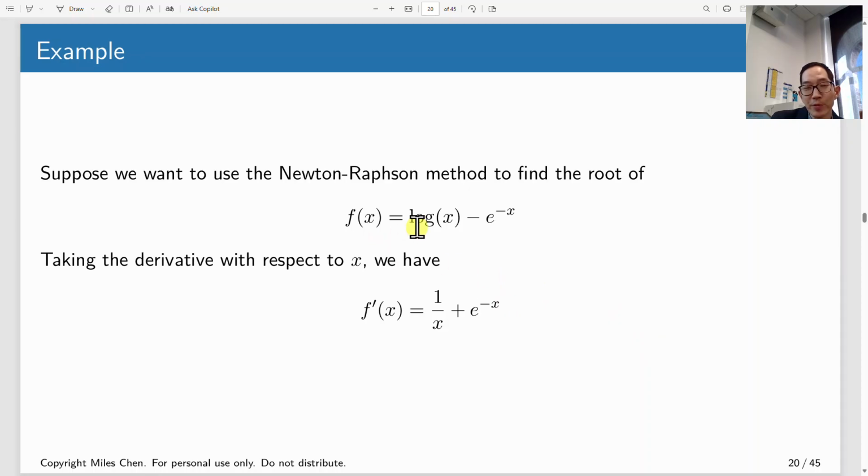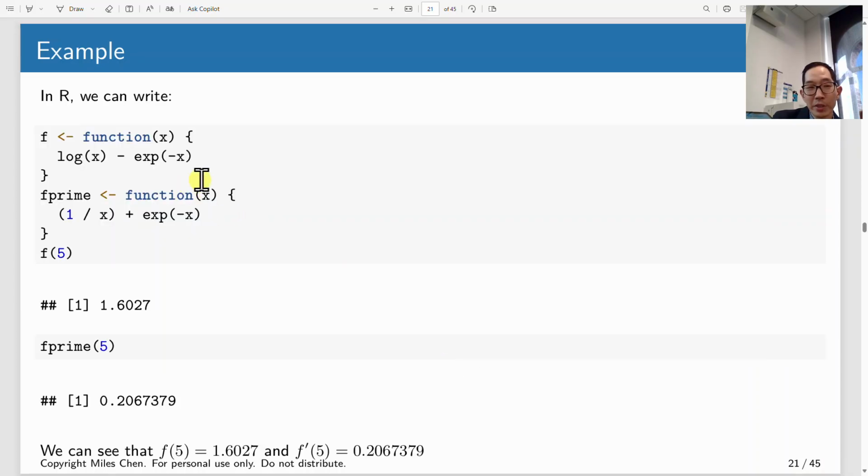And so if you have a simple function like log of x minus e to the negative x, finding the derivative is straightforward enough. Derivative of log of x is 1 over x. Derivative of e to the negative x is negative e to the negative x. And so if I've got a negative here, then it becomes plus e to the negative x. And I can code that up. I've got f is log of x minus e to the negative x, and f prime is 1 over x plus e to the negative x.